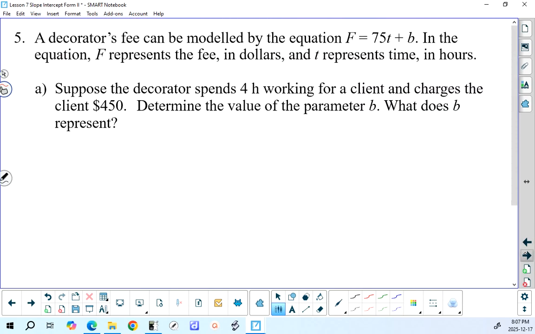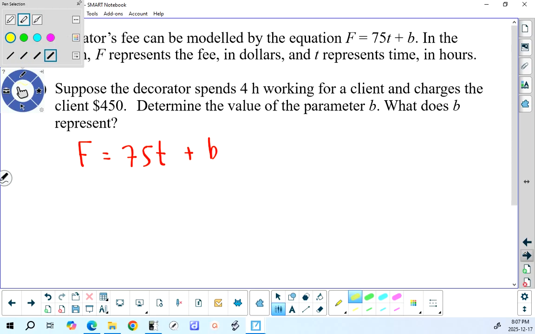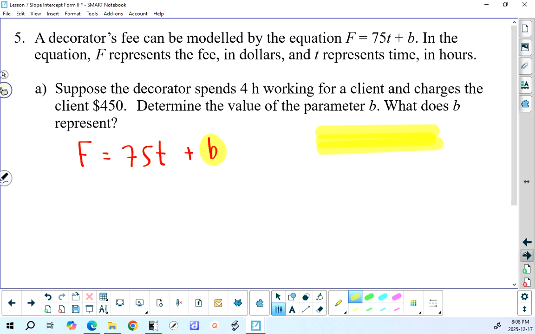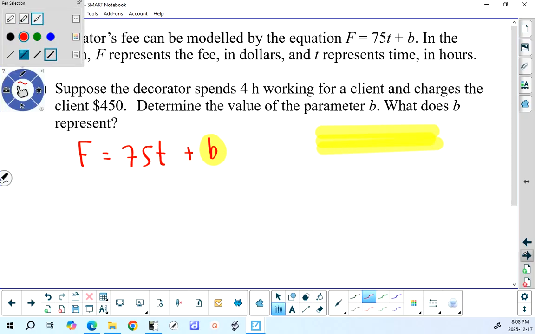All right, a decorator's fee can be modeled by this equation. The fee equals 75t plus B. I cannot stress this enough. This, in your head, needs to be thought of as something, and what it is is a missing parameter. If we knew the value of that letter, then we could solve problems with this.